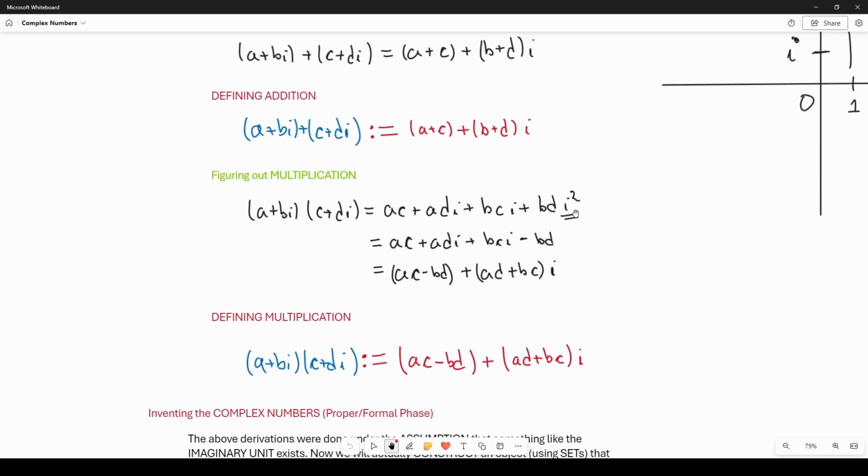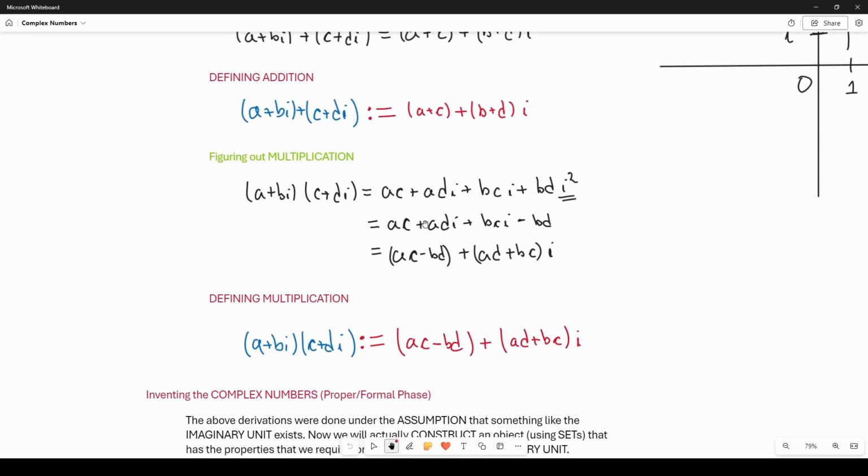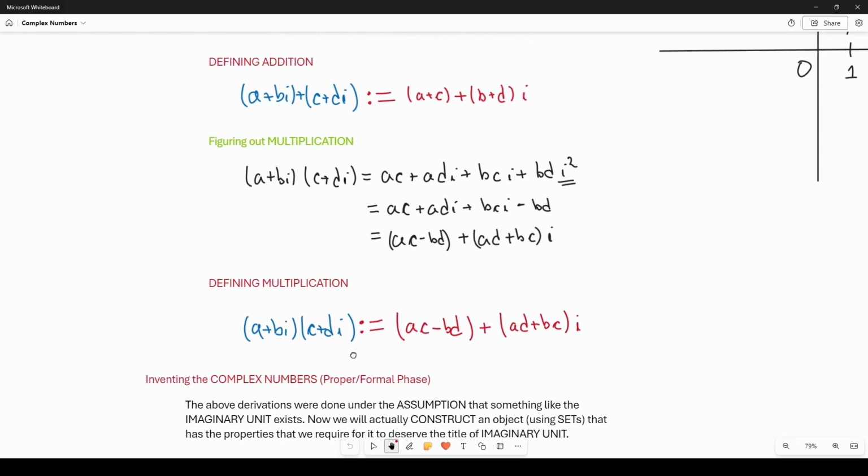And recall, i squared is equal to -1. So we use that fact, and now we get this expression, and now we just group terms again like we did with addition. So this is the real part of this new complex number, and this is the imaginary part of this new complex number. So we have this, and we will use it to define multiplication.